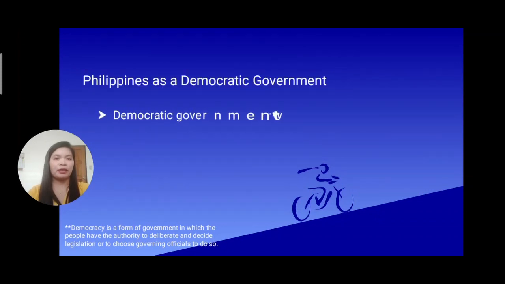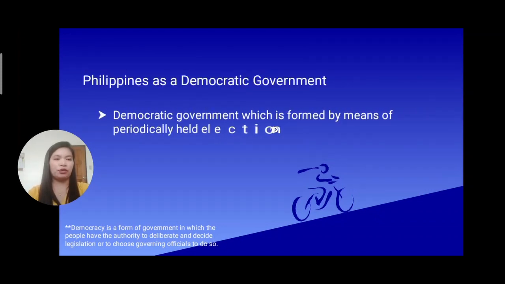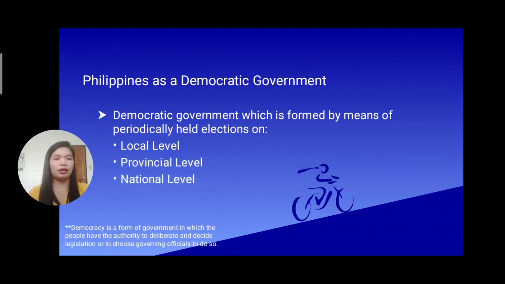Democracy is a form of government in which the people have the authority to deliberate and decide legislation or to choose governing officials to do so. Here in our country, the Philippines, we have a democratic form of government, which is formed by means of periodically held elections on the local level, provincial level, and national level, or the three spheres of government.